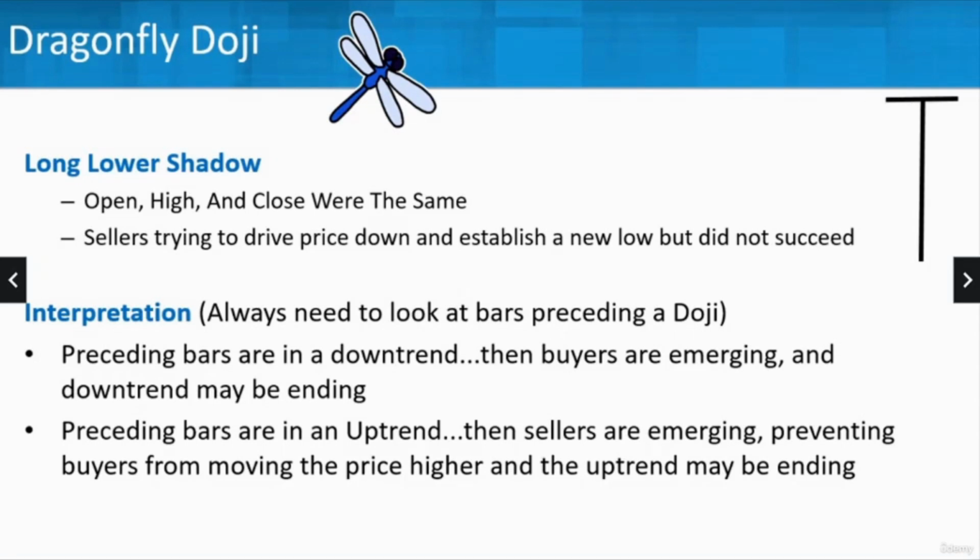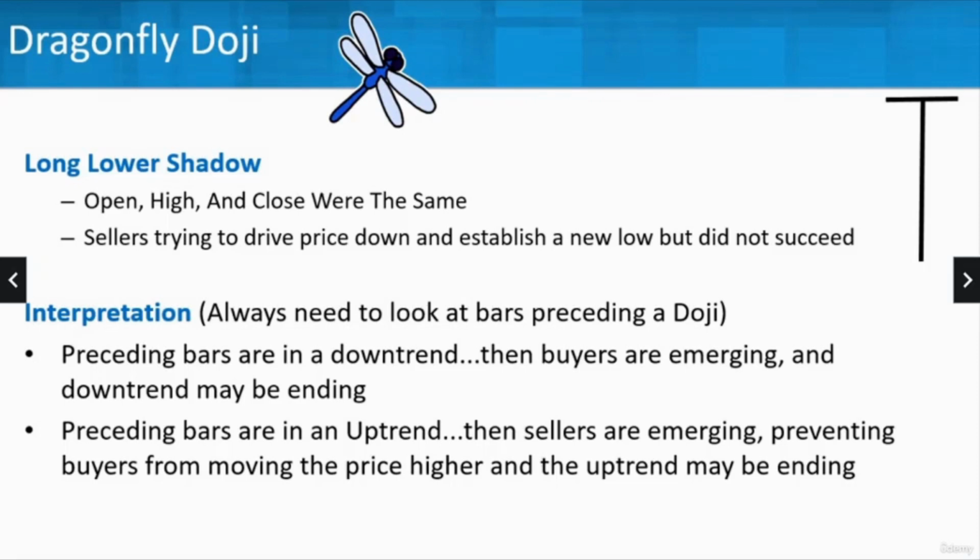Think about it. It opens lower because we're in a downtrend, and they try to go lower still, but the buyers say, we think we're ready to buy. We think this is too low. And then they come in and drive that price back up, from that lower shadow, because we see the range on the low, and they drive that price back up. So in a downtrend, buyers are emerging, showing a transition. Remember, dojis are transition indicators.